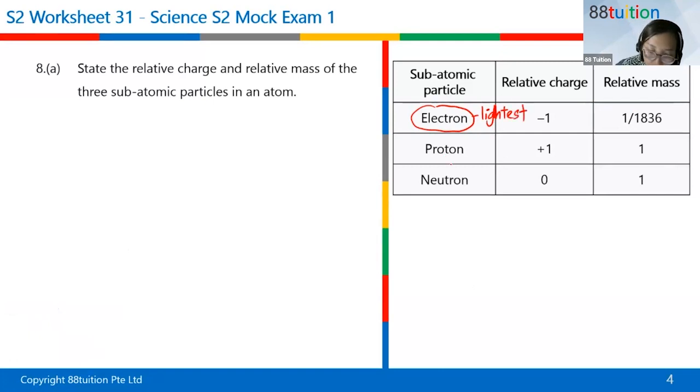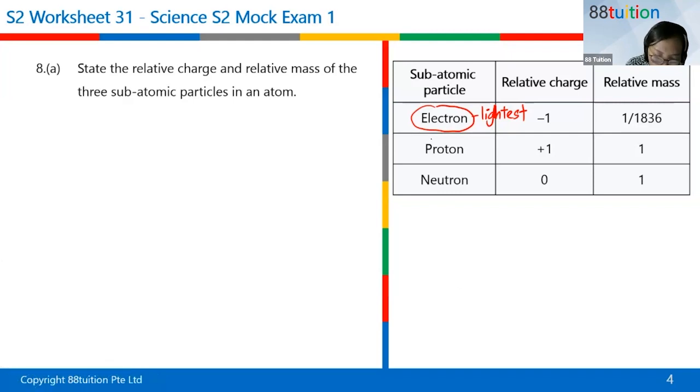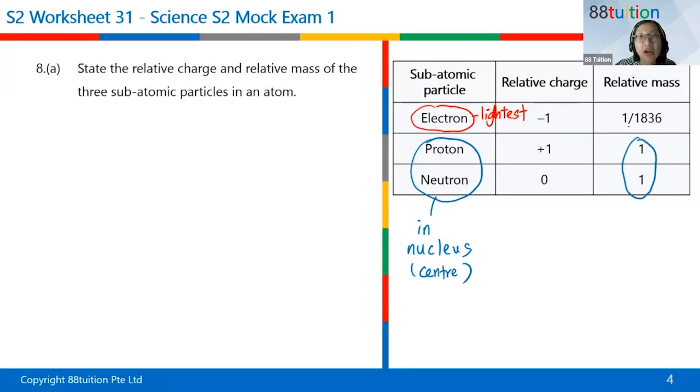Then for proton and neutron, let me switch to a different color. Proton and neutron are all inside the center nucleus, right? The nucleus is in the center. Notice that the mass is all 1 and 1.